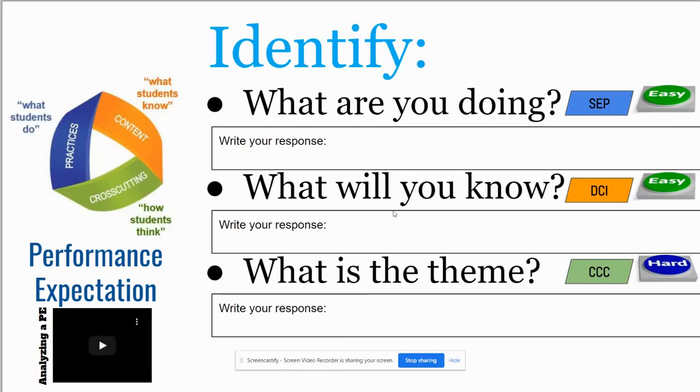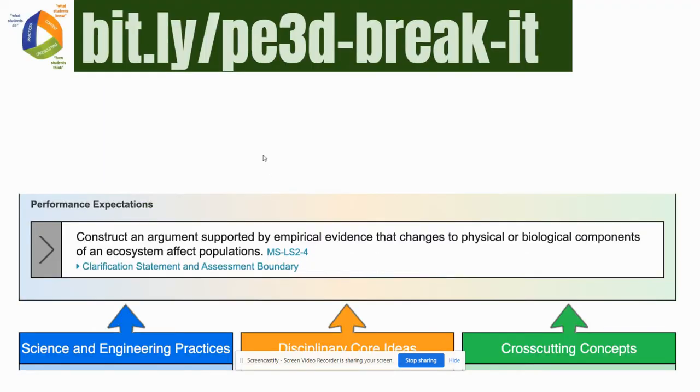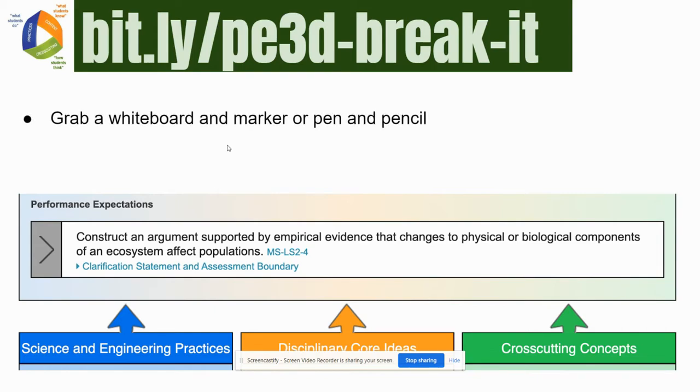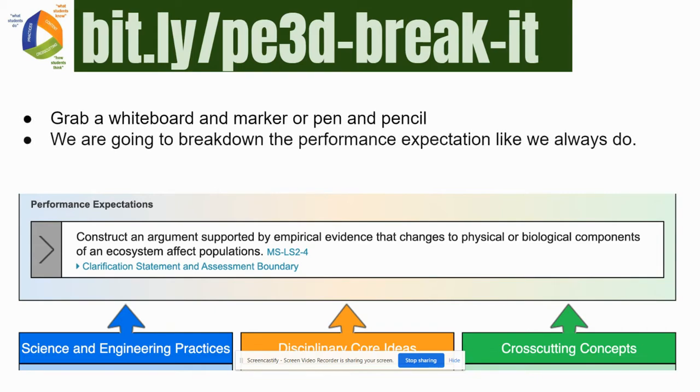So in order to do so, we're going to figure out what we're doing, what you will need to know, and what that theme is. So as we always do, I'm going to have you grab a whiteboard and a marker or a pen and pencil. And we're going to break down the performance expectation like we always do. So the website is up at the top there, the bit.ly, and you're going to utilize that in order to get things broken down.